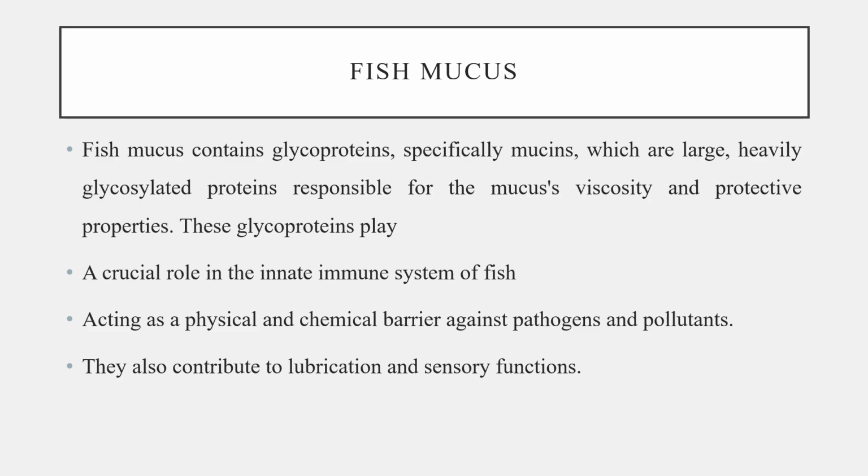Fish mucus contains glycoproteins, specifically mucins, which are large, heavily glycosylated proteins responsible for the mucus viscosity and have protective properties. These glycoproteins play a crucial role in the innate immune system of fish, acting as a physical and chemical barrier against pathogens and pollutants. They also contribute to lubrication and sensory functions.